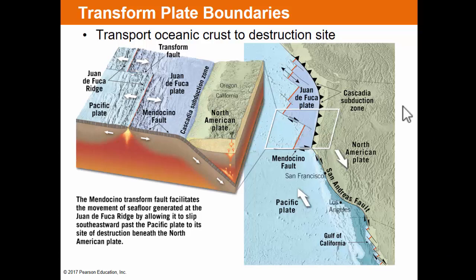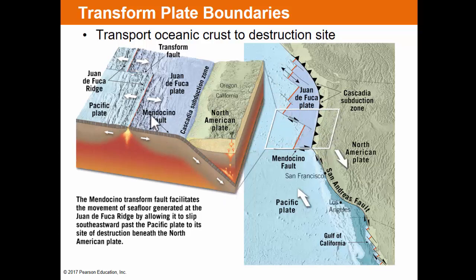Here's one of those unusual little small plates, the Juan de Fuca plate. It is subducting underneath the North American plate, and the Pacific plate is actually moving along here. So the Pacific plate's moving in this direction, the North American is here, and the Juan de Fuca is moving underneath it. So this cutout here shows this space here.